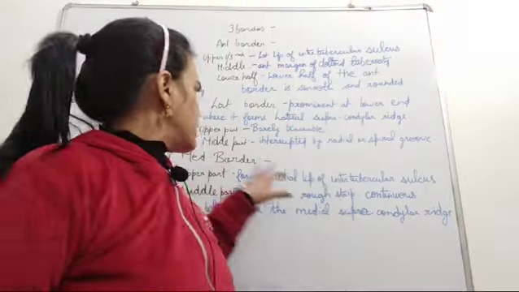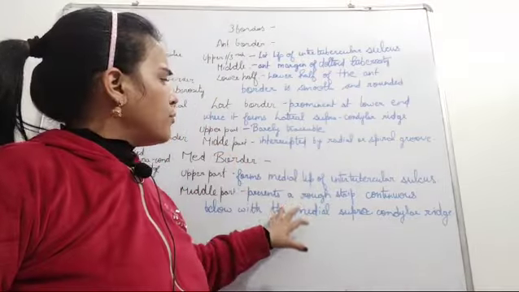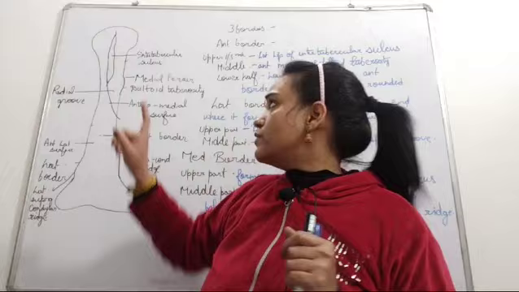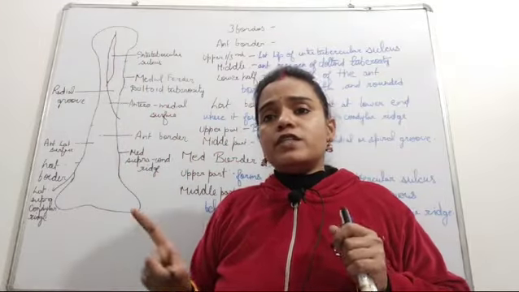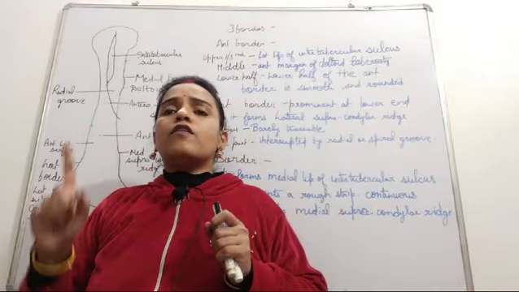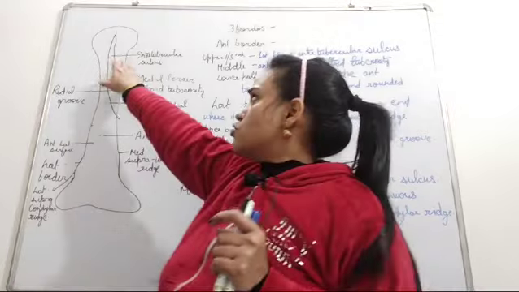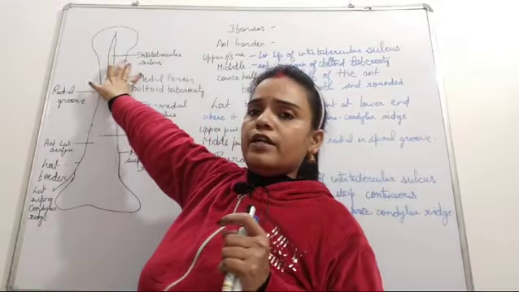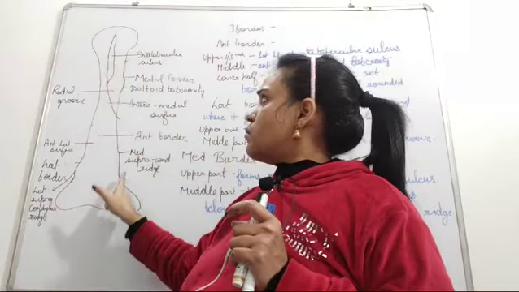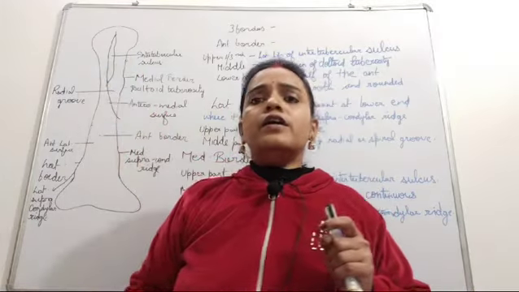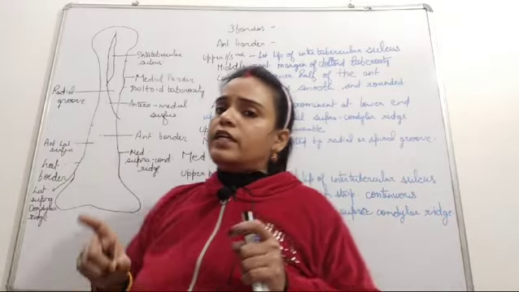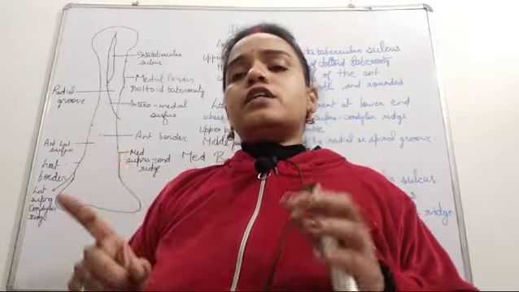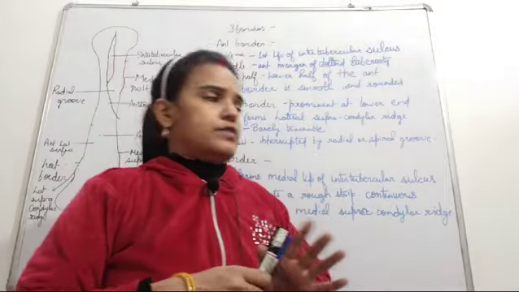Now coming to the medial border. What about the medial border? First of all, the upper part. Upper part of the medial border forms the medial lip of the intertubercle sulcus. So the upper part of the medial border will lie somewhere here. This is the medial border. Upper part will lie somewhere here, and it will contribute in forming the medial lip of the intertubercle sulcus.